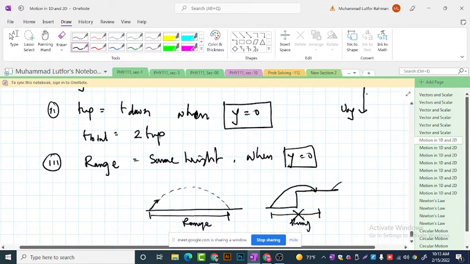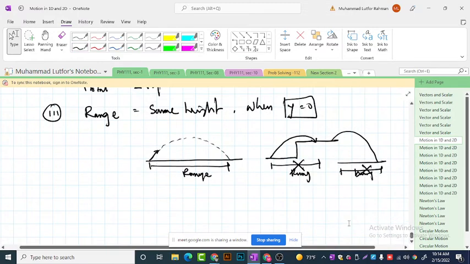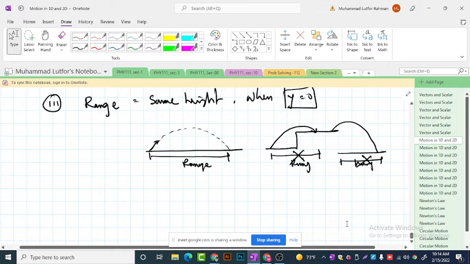For the range, the particle's vertical displacement must be 0, which is what I write as y equal to 0. You can say the range only if the particle is at the same height as when it was thrown when it strikes the ground. If the vertical displacement is 0, then I can say it is basically the range, otherwise not. Remember this point. This is one more important point. And instead of saying the range, I say it is basically the horizontal displacement.